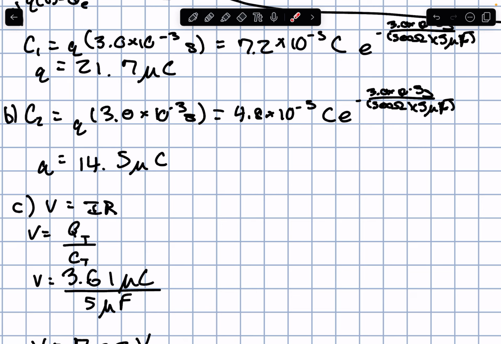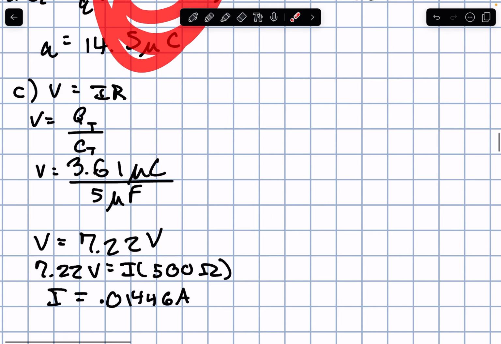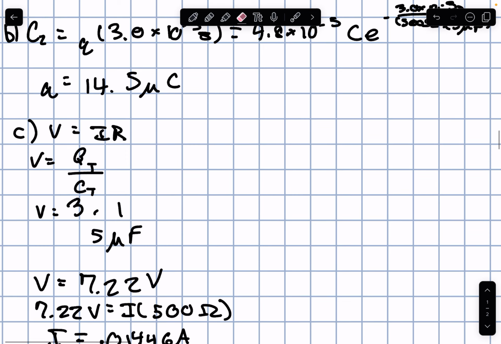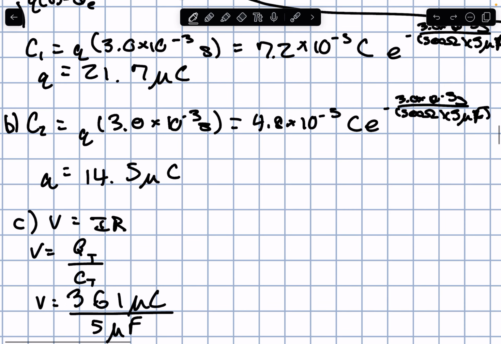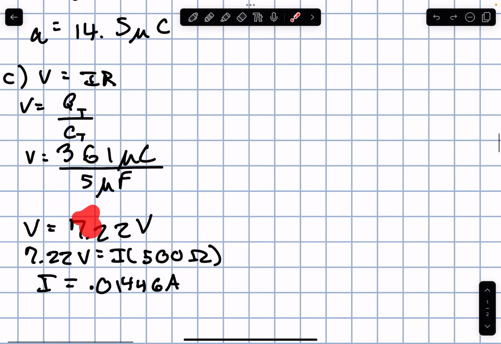Did we add that in that? We did add these two together. I just put the wrong decimal place there. It's okay. Okay, so we get 3.61 when you add these two over 5 microfarads, and that's going to equal 7.22 volts.